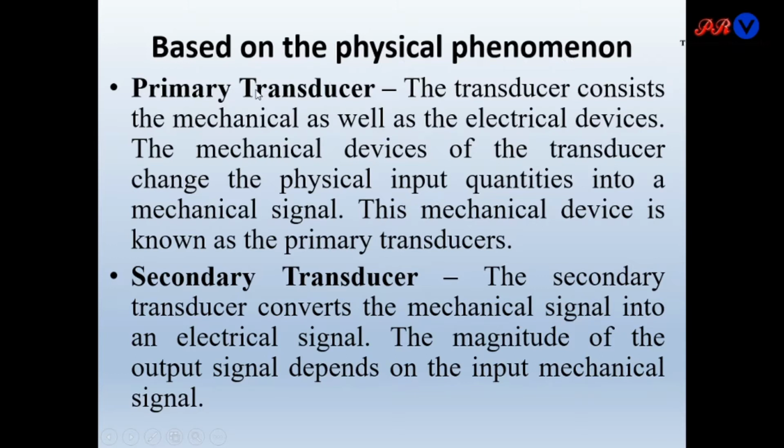So, what are primary transducers? The transducer consists of mechanical as well as electrical devices. The mechanical device of the transducer changes the physical input quantity into a mechanical signal. So, the mechanical part of the transducer converts a physical quantity into a mechanical signal. This mechanical device is known as the primary transducer.